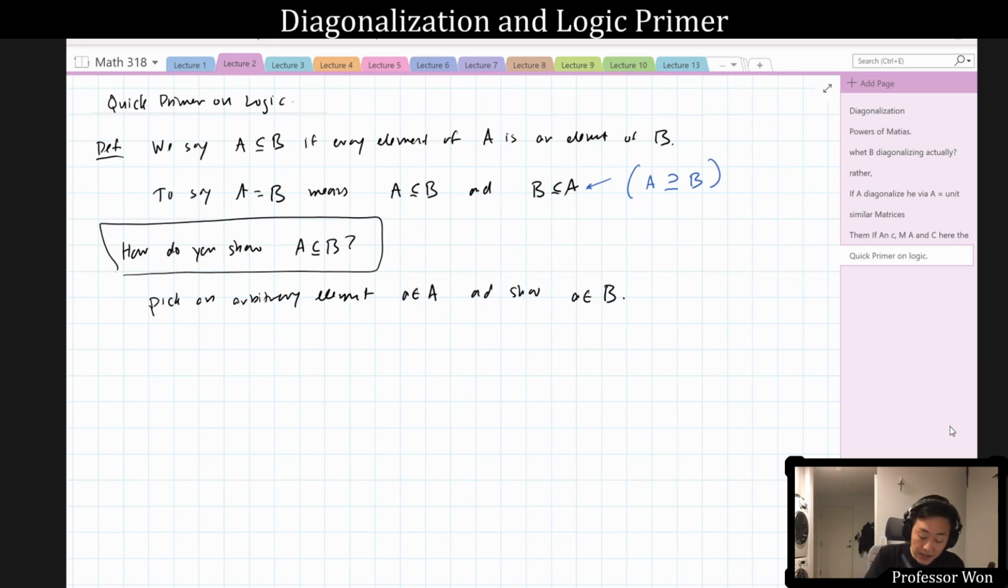There's an even more concrete example in the notes, section 1.5. For example, if A is a set of even numbers in some argument, and you want to show that A is a subset of some other set B, what you do is you pick an arbitrary even number a.